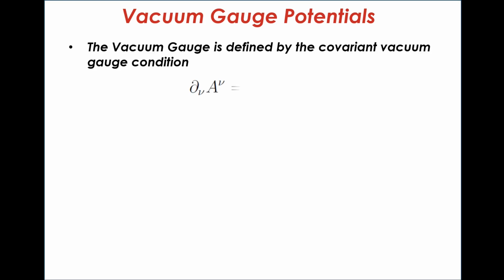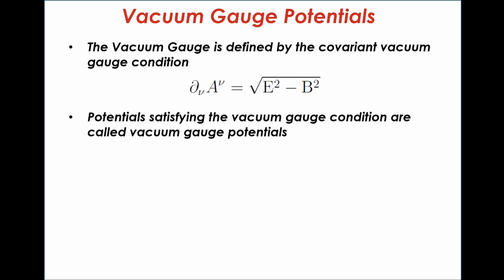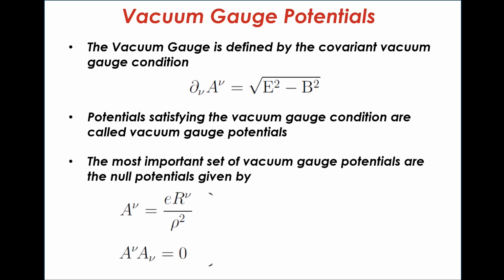The vacuum gauge is defined by the covariant vacuum gauge condition. Any set of potentials satisfying this first order differential equation may be referred to as vacuum gauge potentials. The most important set of vacuum gauge potentials for the classical electron are the null potentials, where R nu is the vector from the retarded position of the charge to the present time field point. And it's easy to verify the velocity portion of the field strength tensor, F mu nu, for constant velocity motion.